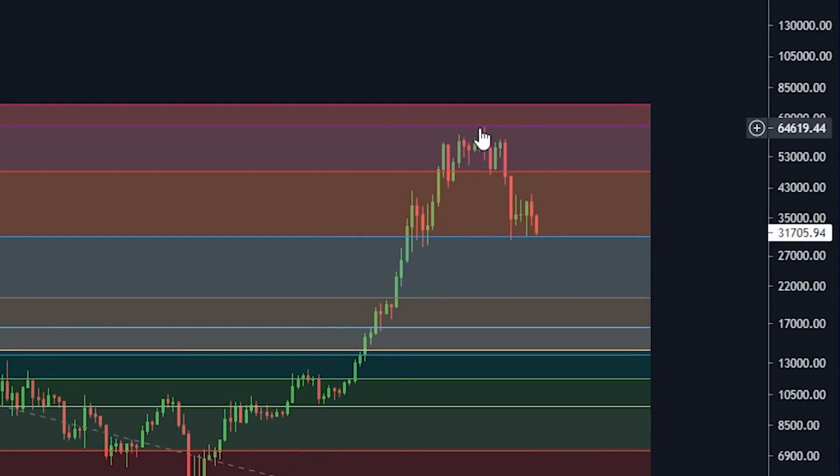So we had this big pump, we had a very big correction as well. And right now we are resting on the 1.618 Fibonacci level.